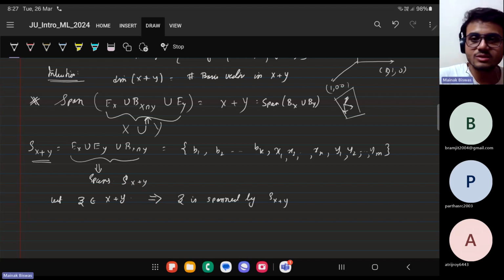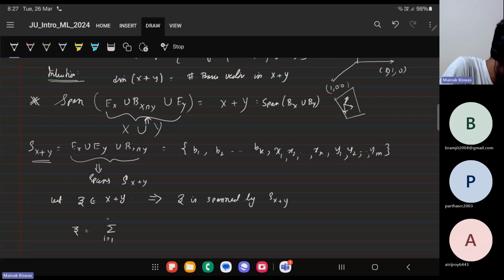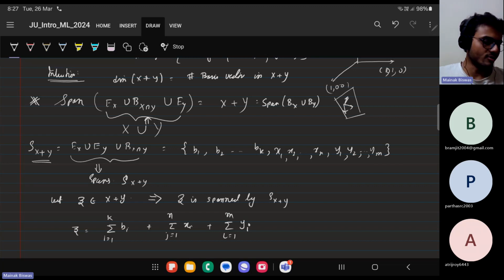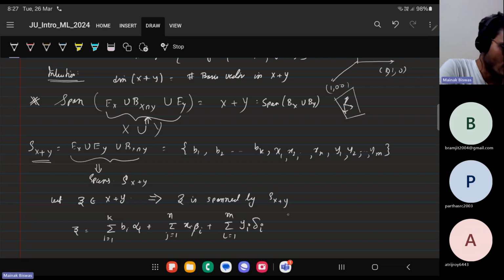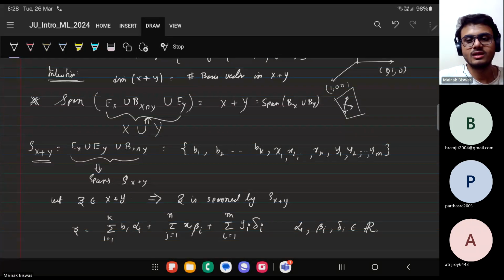Now, if it is bx union by, then you can also write this. So you will tell z can be written as a linear combination of summation i from 1 to k alpha i bi plus j from 1 to n beta j xj plus l from 1 to m delta l yl. Yes or no? Alpha i's, beta i's, delta i's belong to F, or real numbers in our case, right? Clear?